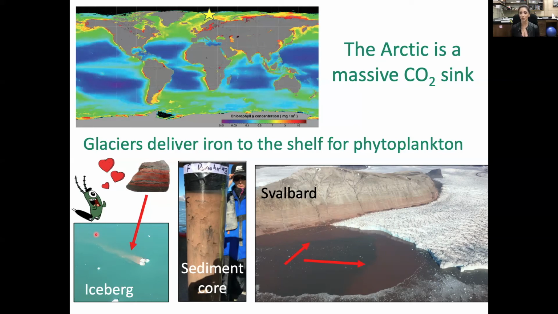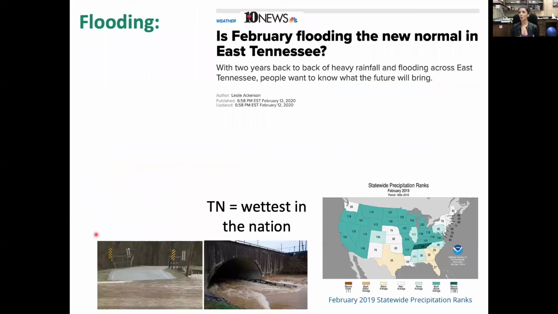the Arctic ecosystems. But let's take it back to home and see the direct effects of what climate change means for us here in East Tennessee. What it means for us primarily is increased instances of flooding. And for the past 2 years, our Februaries have been the wettest on record.